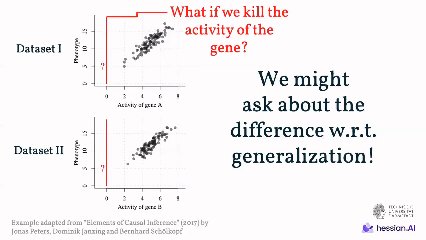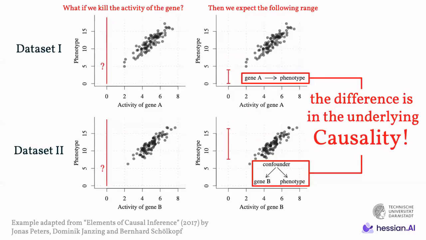So we are asking now about a data point, essentially, that we haven't observed, or multiple data points for that matter, the ones which have activity of gene A and B respectively being 0. That's why you see the red line here with a question mark. And so that's essentially a question of generalization. And it turns out that causality is the answer for that.